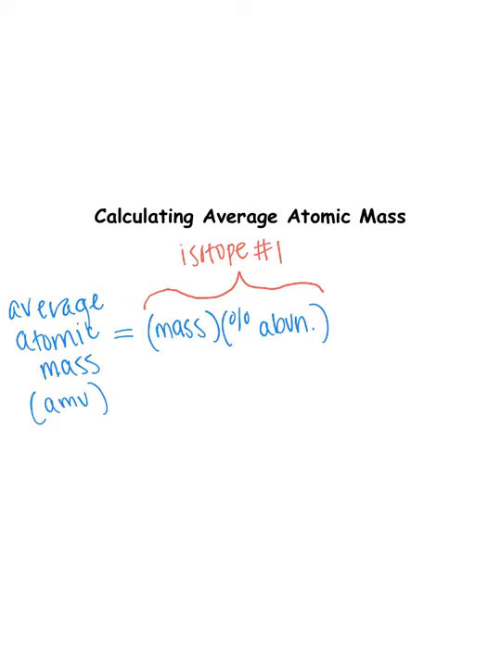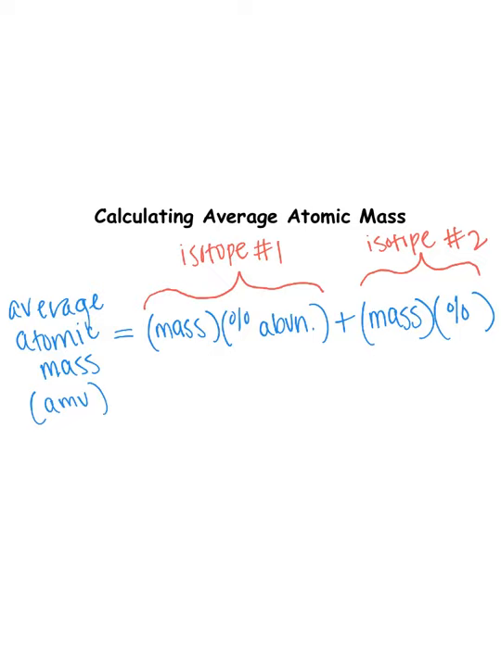Now, if we're calculating average atomic mass, then we are going to be calculating elements that have 2 or more isotopes. So we need to add in another isotope. So I'm going to do a plus sign, and then I'm going to do the exact same thing, but for isotope number 2. So I'm going to take isotope number 2's mass times its percent abundance. And I'm going to label this isotope number 2.